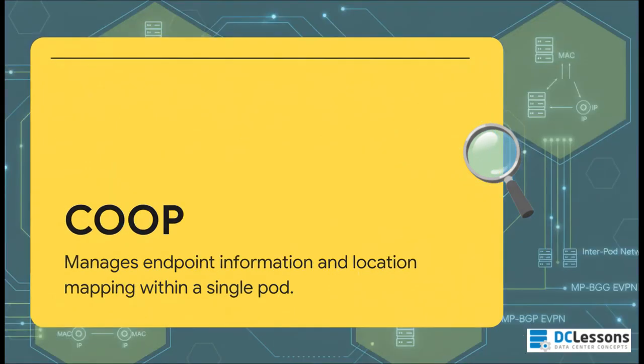And if ISIS is the GPS, then COOP is the local address book. It keeps track of all the endpoint MAC and IP addresses and knows exactly where they are inside the pod. But what happens when an endpoint in pod 1 needs to find an endpoint in pod 2? Well, that's when that mapping information gets shared between the pods using MP-BGP EVPN running across the interpod network.